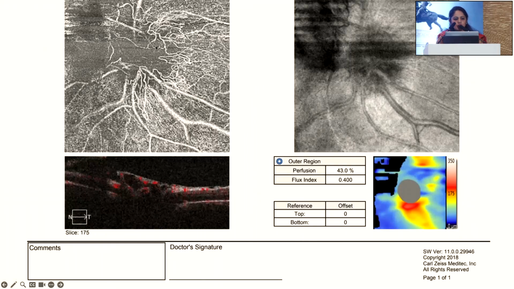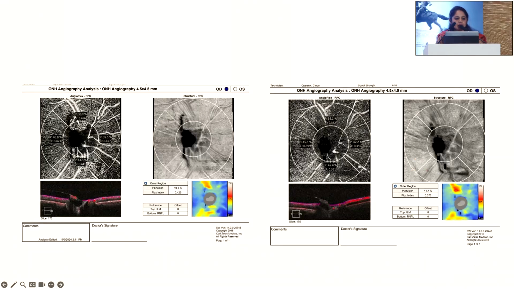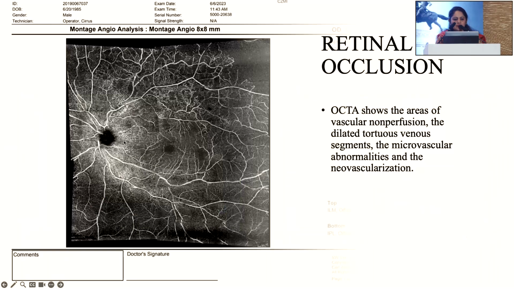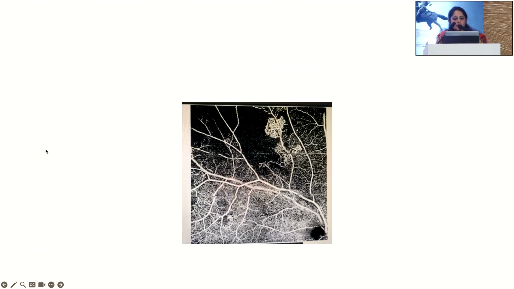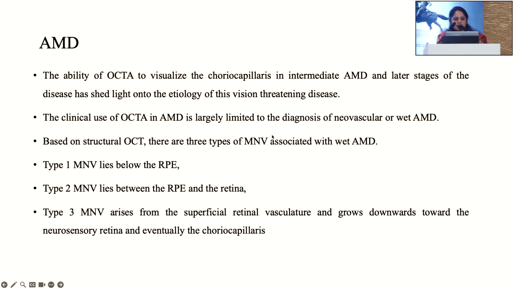That's another picture of neovascularization at the disc. Similarly, here there is neovascularization at the disc. This is before laser and this is post laser, so you can see the regression of these newer vessels. In retinal vein occlusion, what OCTA shows are areas of vascular non-perfusion, microvascular abnormalities and neovascularization. Here you see this dark area. This is the area of capillary dropout, and these are the new vessels. This is the neovascularization elsewhere.